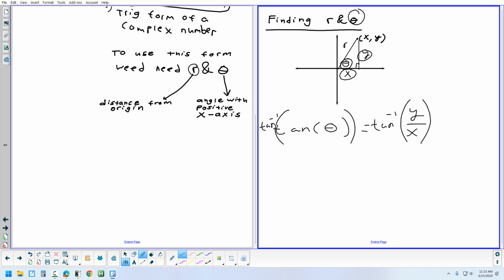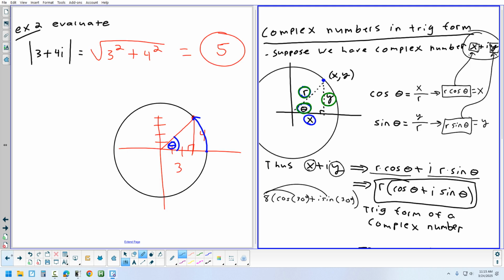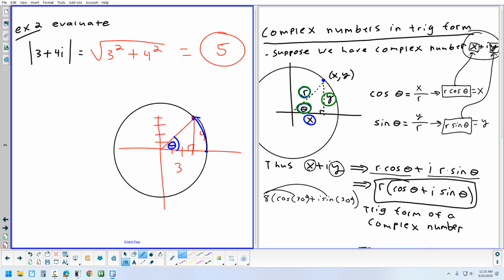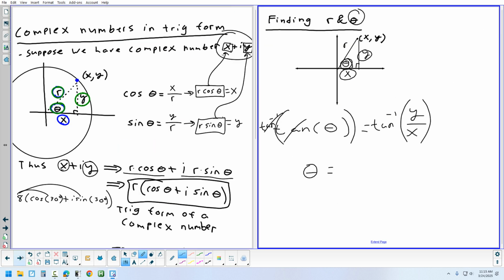Take the inverse tangent. What happens on the left? The tangents cancel and theta's left. And you get a formula to find the angle, or you can think of it as the amount of rotation that you had to do to get up to that point. That's what theta is. It's an amount of rotation. So theta equals inverse tangent of y over x.